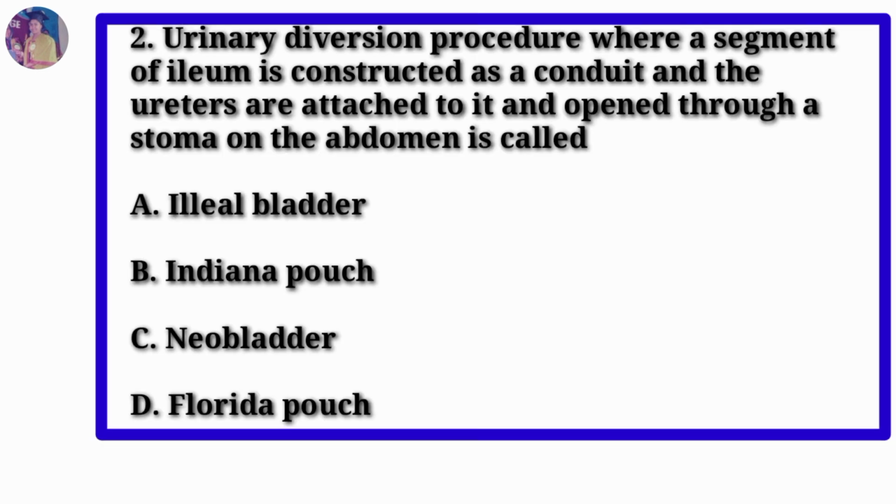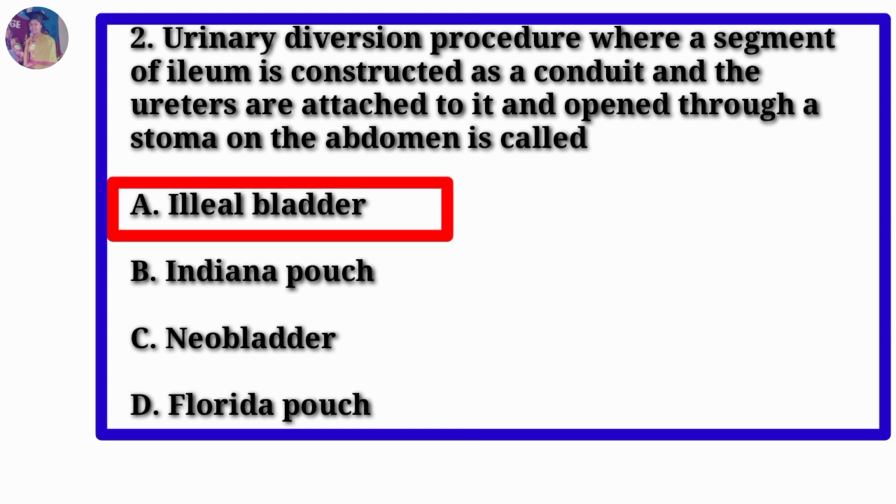Question number 2. Urinary diversion procedure where a segment of ileum is constructed as a conduit and the ureters are attached to it and opened through a stoma on the abdomen is called. Option A. Ileal bladder. Option B. Indiana pouch. Option C. Neobladder. Option D. Florida pouch. Answer option A.